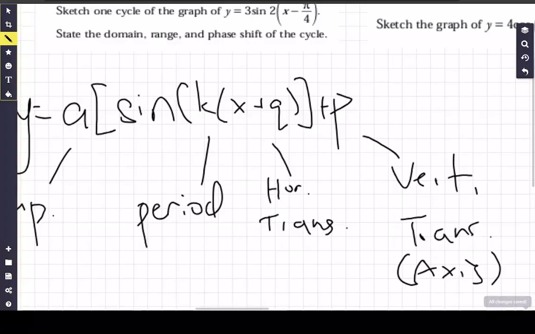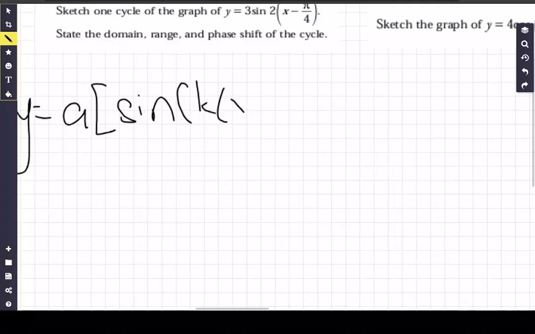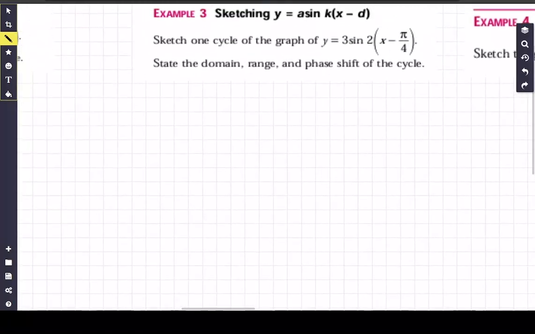Right? And then we are done with this part. So we should be pretty much fine. I just want you to keep it in mind, because understanding what each of these stands for really helps you draw the graph.